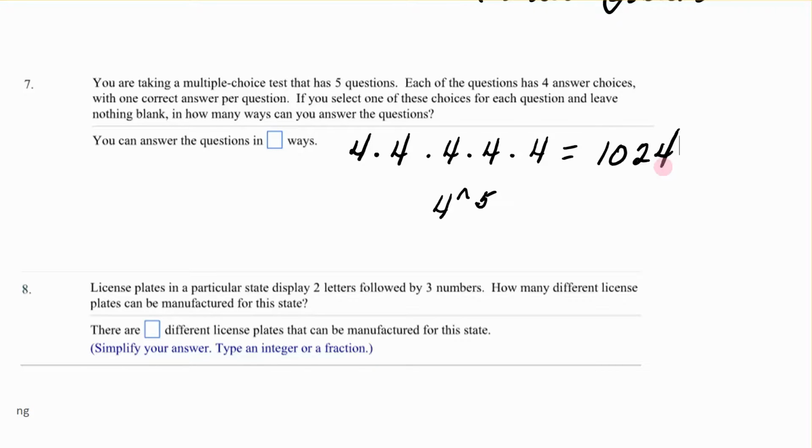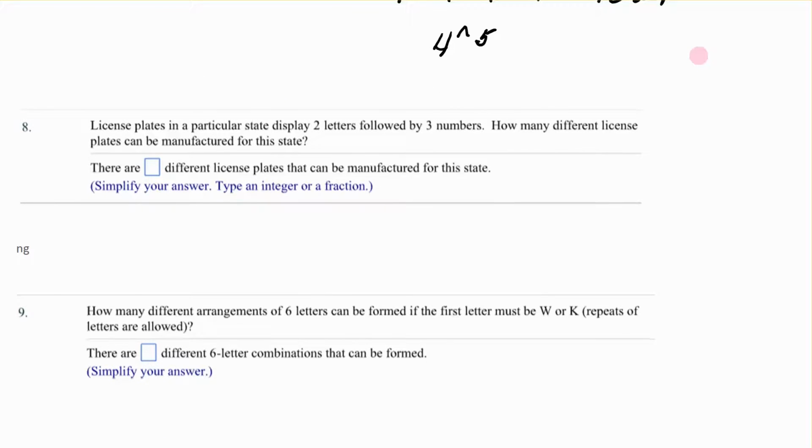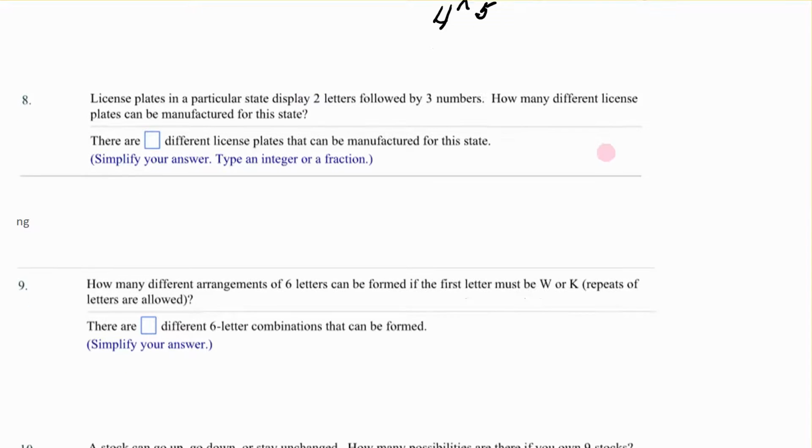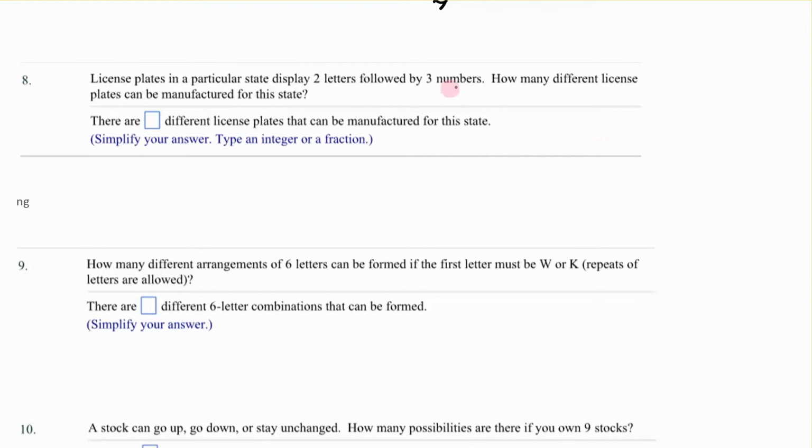All right, number 8. It says, license plates in a particular state display 2 letters followed by 3 numbers. How many different license plates can be manufactured for this state? Okay, letter number 1. There are 26 letters in the alphabet. They did not restrict us and tell us they couldn't pick O. So we have to assume all 26 are valid. Now, the second letter, it did not say there couldn't be a repeat.